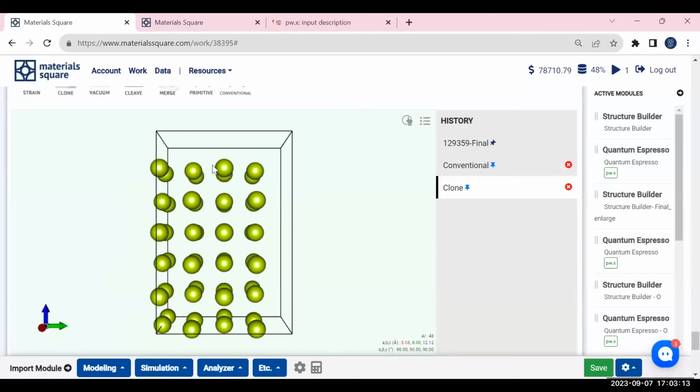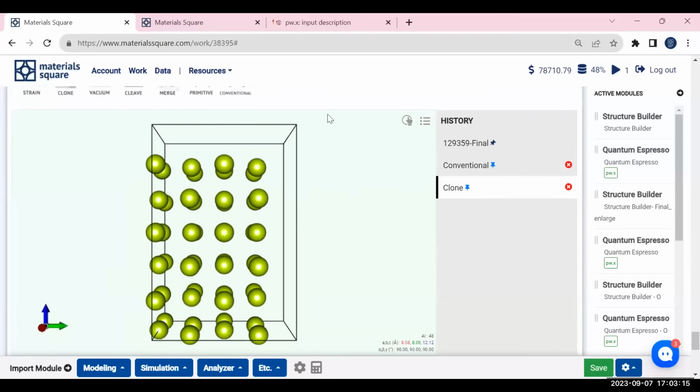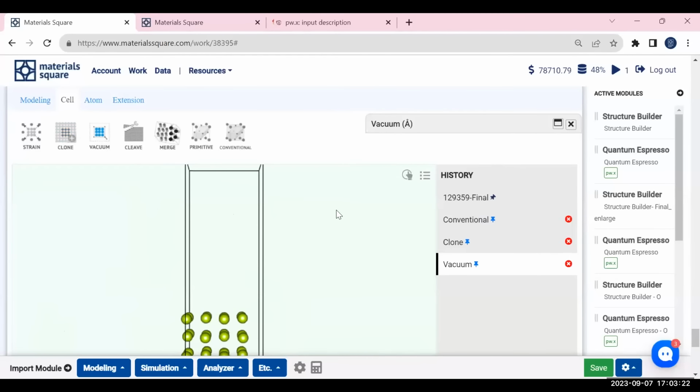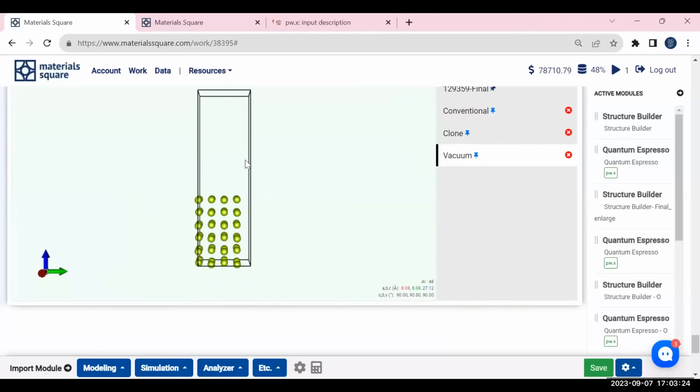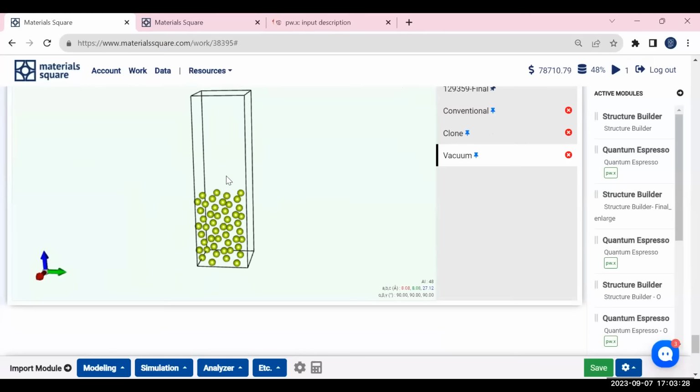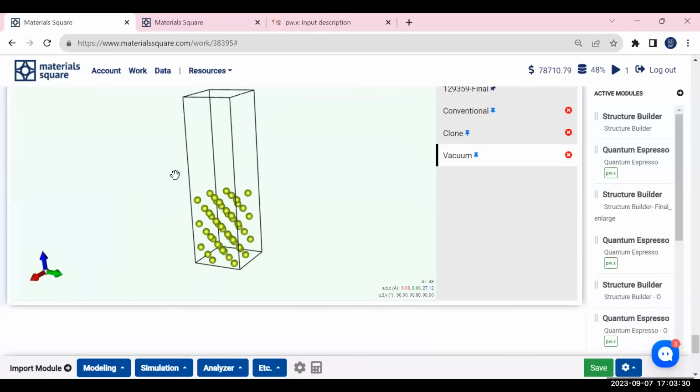The next step is I have to introduce the vacuum. So we have to introduce the vacuum to my structure. The vacuum has to be in the Z direction with 15 angstrom. So you have this structure, okay, this surface, which is the 0, 0, 1 aluminum surface.